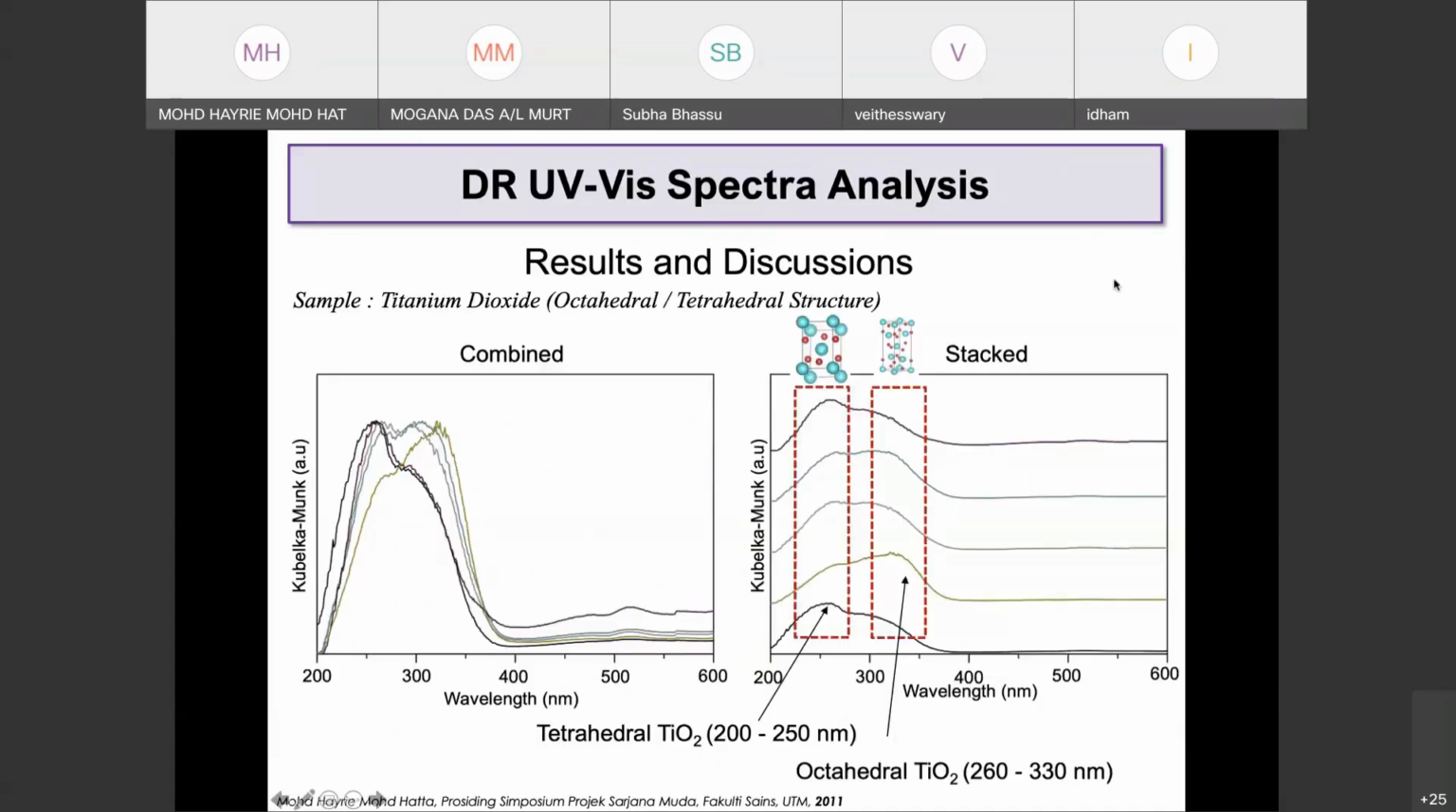Okay, so in addition, you can also combine the data, or you can have, for example, a layered stack. It all depends on how you're going to discuss the data. For example, I chose to present this one as a stack because it will be easier for me to identify, for example, this one, I want to identify the tetrahedral titanium, and this one for octahedral titanium. So after all, it depends on you, which type you think might be easier for you to identify and to investigate the spectra.